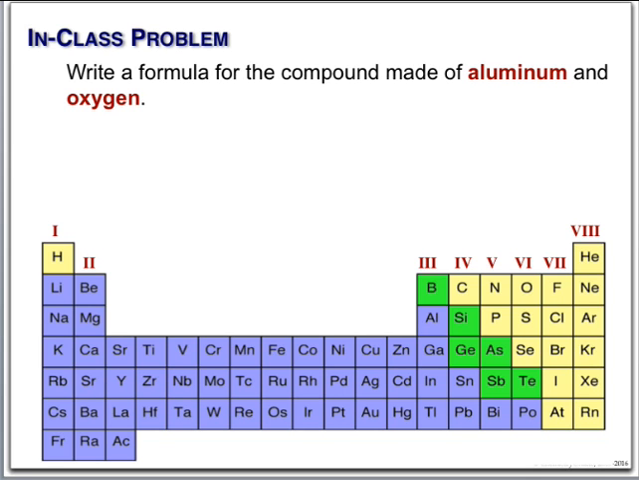Go ahead, look at your periodic table and ask yourself, what's going to be our charge on aluminum? Basically, what group is it in? It's in 3, so it will be what? A +3. Oxygen is here in group 6. It needs 2 more electrons to move over to the ion, so it will be a -2.